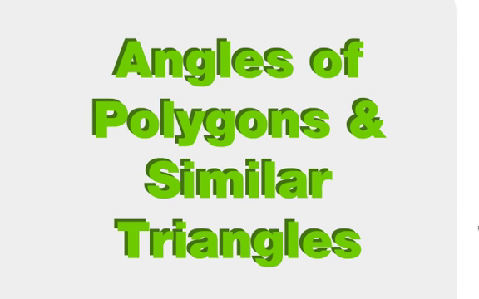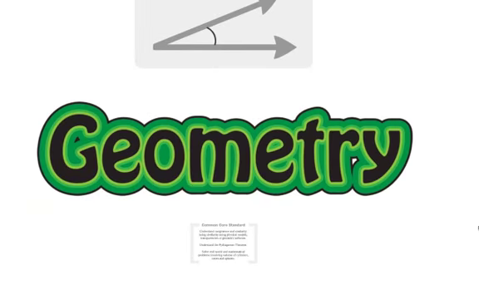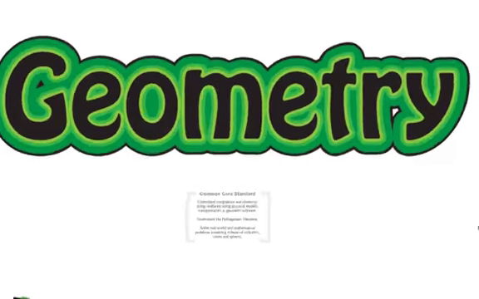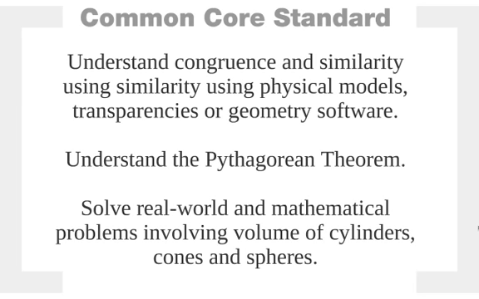Dealing with shapes today, we're going to be looking at angles and how shapes can be similar together. We're in the Math Common Core Standard of Geometry, and we're going to be talking about congruence and similarity using specific shapes today. We're going to be looking at real-world problems and how we can use similar triangles to find indirect measurements. Pretty sweet stuff.